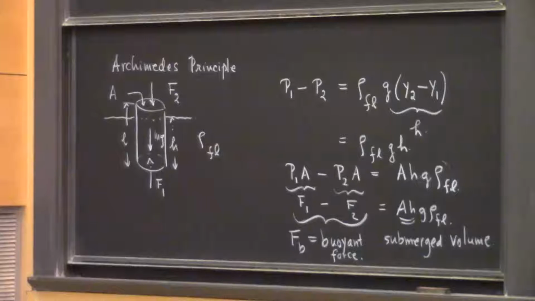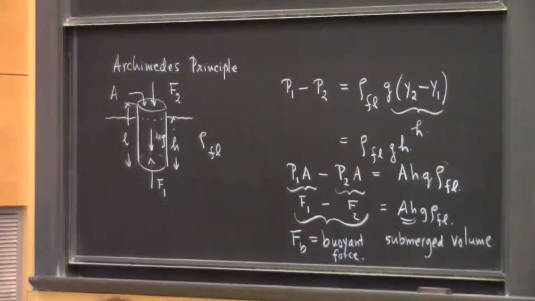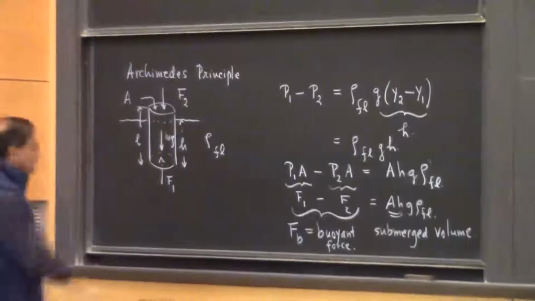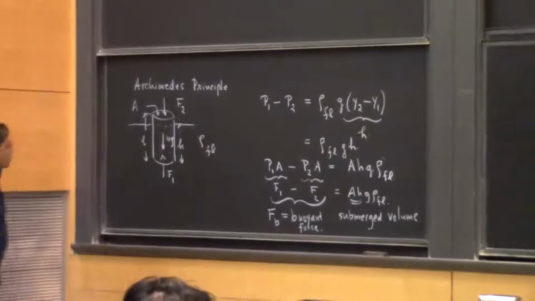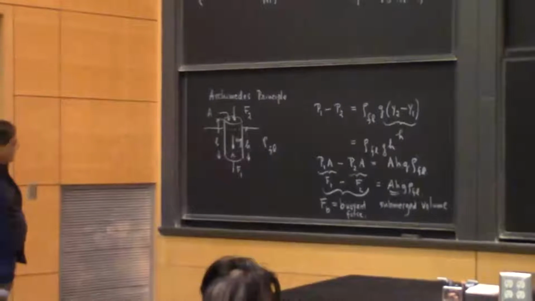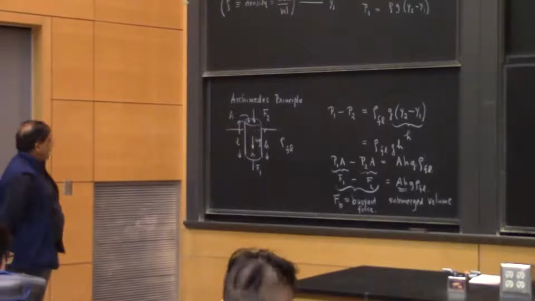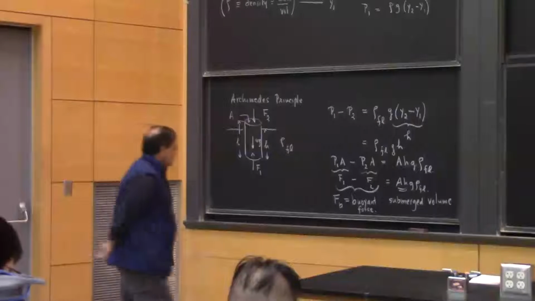So Archimedes Principle's basic idea is that the thing will float because of the existence of the buoyant force, and essentially it comes out of Pascal's law. So the difference between the upward and the downward force in this case is what is giving you the buoyant force, which is responsible for this thing being able to float.